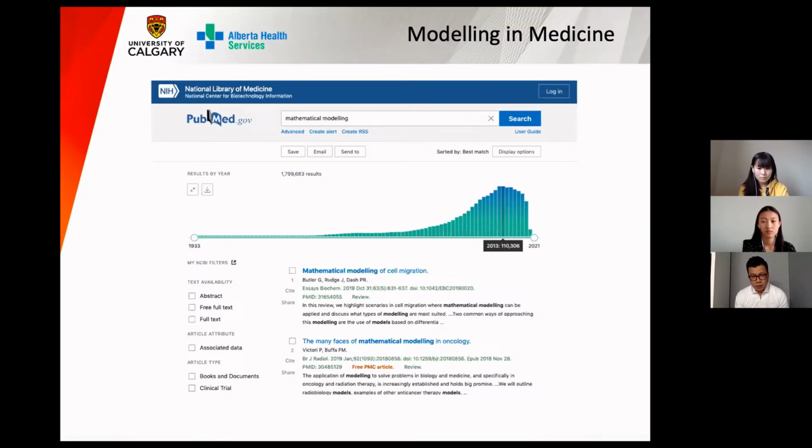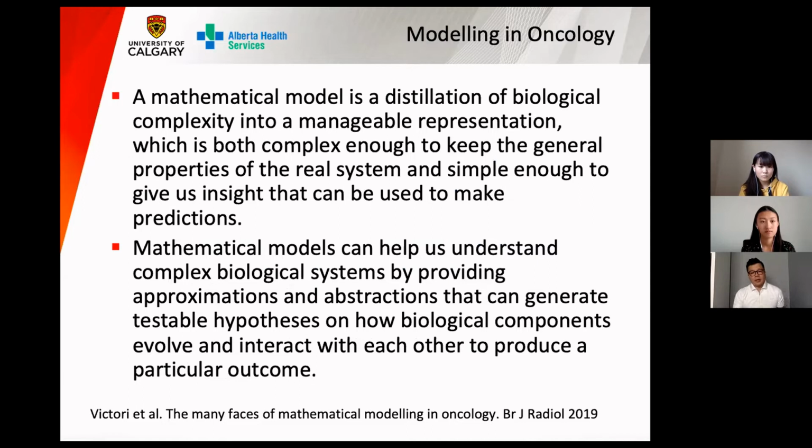So I encourage you, if you're interested, not necessarily in oncology, but in mathematical modeling, just look up papers, read about their methodology, and see their potential clinical application. In this paper that I looked at from PubMed, most of them you can just download as a PDF, or some require a paywall. If you're heading to university, you usually have access to a lot of these papers.